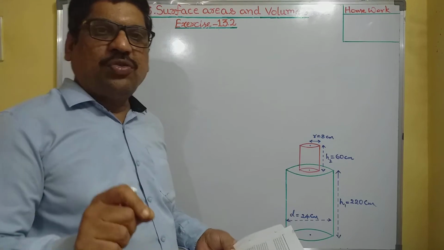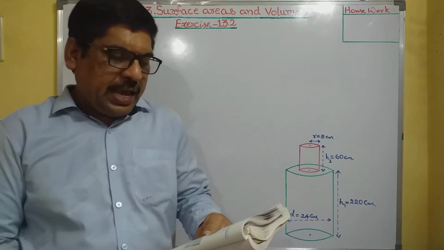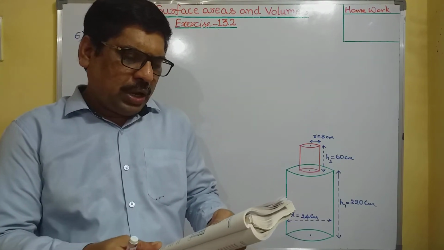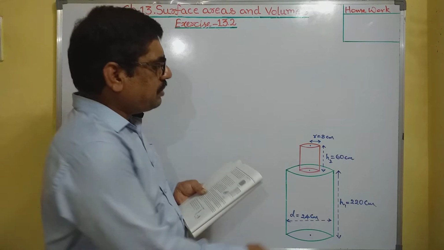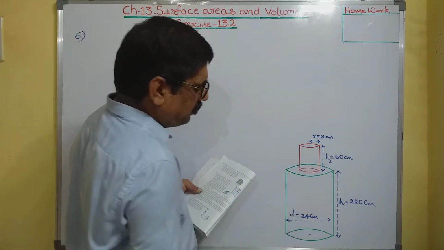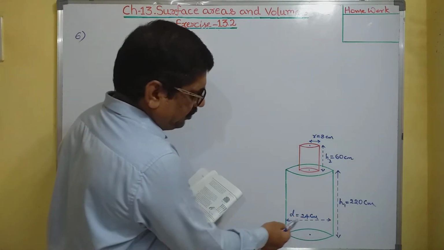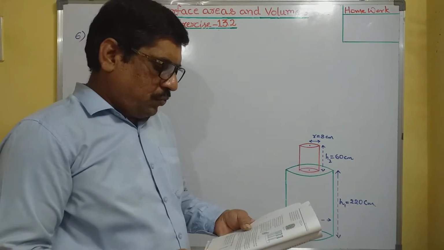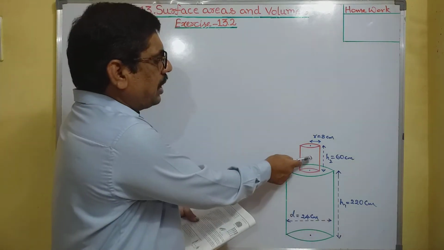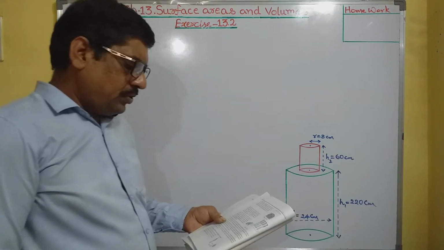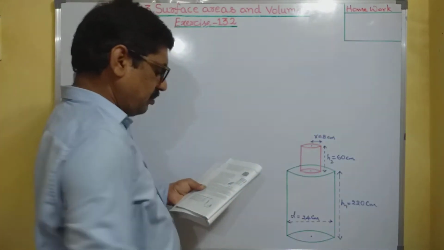Now look at the sixth problem. Here I have drawn the diagram. A solid iron pole consists of a cylinder of height 220 centimeters and base diameter 24 centimeters, which is surmounted by another cylinder. The other cylinder, which I have drawn with red color, has height 60 centimeters and radius 8 centimeters.